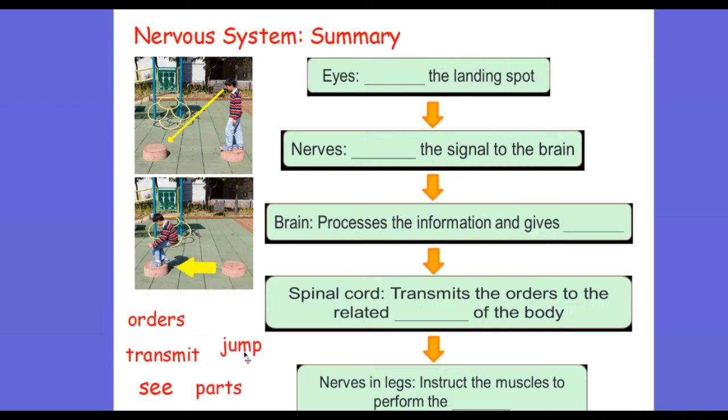All right, step 1, first of all, our eyes have to see the landing spot. Secondly, the nerves of our eyes will transmit the signal to our brain. After that, once our brain receives the signal, it will start the processing and then it will give out the order.